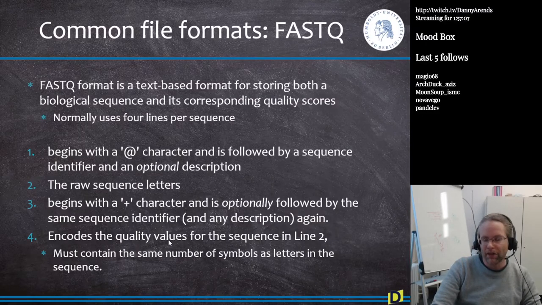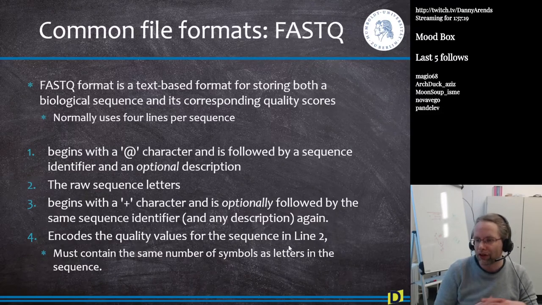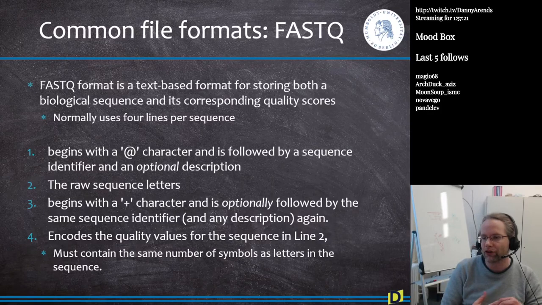So the quality value, so how certain was the sequencer in determining this base pair, is encoded using quality values. All right, question. Can you convert formats, or are you stuck with the format the file is made in? No, you're not stuck, right?